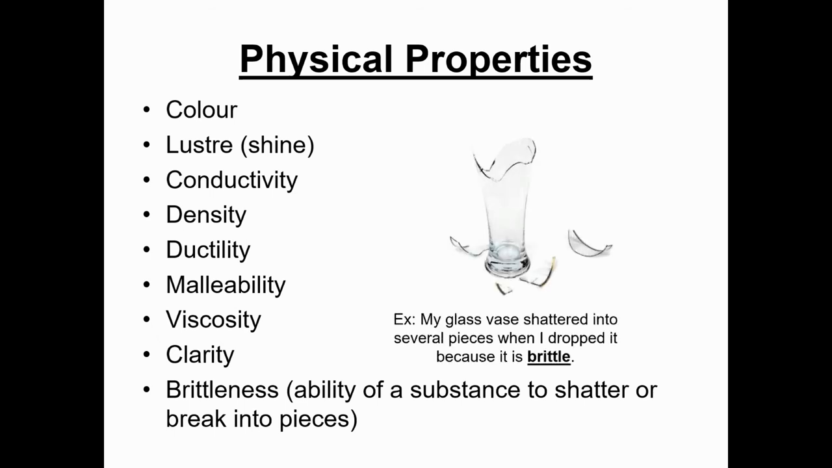As I mentioned before, brittleness is the opposite of malleability. It's the ability of a substance to break or shatter into pieces. So glass, if you drop that, it's going to shatter into many pieces. Or chalk, if you drop chalk, it shatters into pieces. So it's rather brittle as opposed to being malleable.